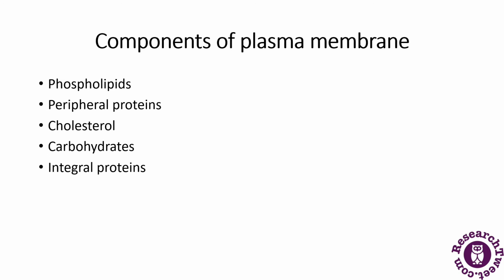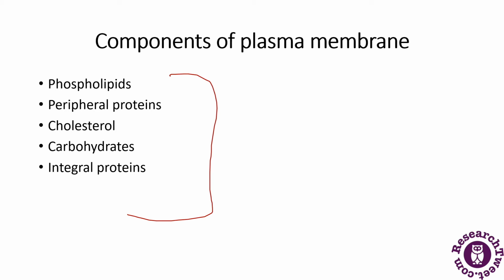Now, what are the other components that make up the plasma membrane? In the diagram, as we have discussed, many things were mentioned. For example, carbohydrates, cholesterol, integral proteins, and peripheral proteins. So these are all the components of the plasma membrane, and we will be discussing each one by one. First, we will talk about phospholipids. So what is a phospholipid and what happens in the plasma membrane with phospholipids?